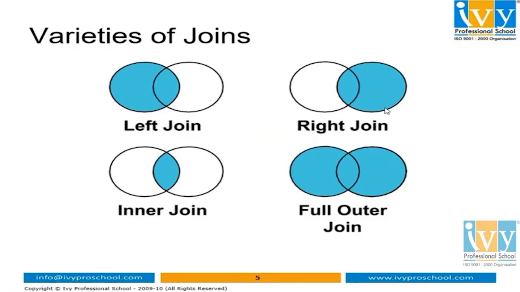Now in the world of joins, there are a lot of kinds of joins. Some of them are left join, right join, inner join, and full outer join, and many more. These are very simple but crucial concepts which are widely used in advanced operations on database management systems.